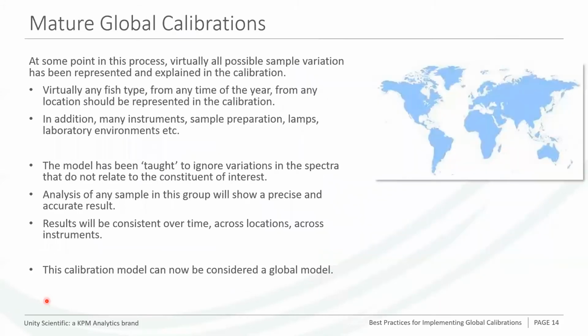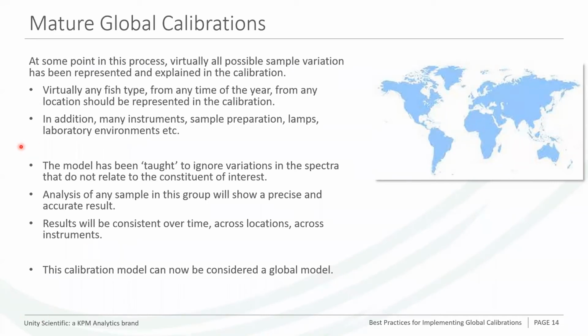So at some point in this process, virtually all possible sample variation has been represented and explained in the calibration. So this company and Lori can be pretty confident that virtually any fish type from any time of the year, from any location should be represented in the calibration. And all of these unknowns that she analyzes should be well represented.